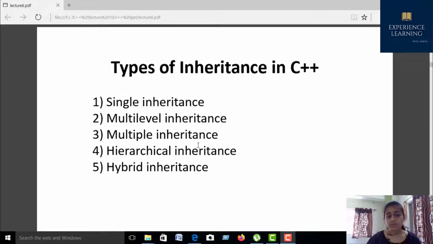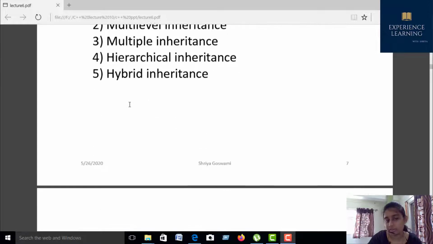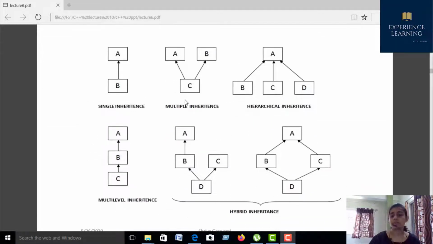Now I am discussing the types of inheritance: single inheritance, multi-level inheritance, multiple inheritance, hierarchical inheritance, and hybrid inheritance. These are the diagrams. Single inheritance. Multiple inheritance has more than one parent class and one child class. Hierarchical has one parent class and multiple child classes. Multi-level has more than one level. And in hybrid inheritance, we get a combination of these.